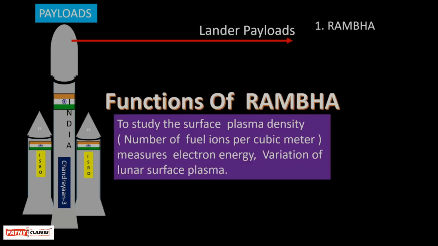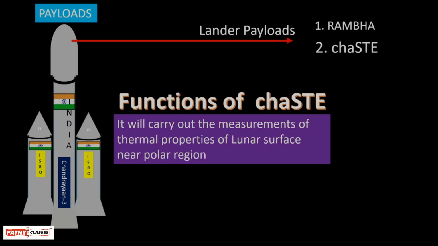Functions of RAMBHA: to study the surface plasma density. Plasma density is nothing but the number of ions per cubic meter. It measures the electron energy. It also measures variation of lunar surface plasma. Now the second payload of the lander is ChaSTE. It will carry out the measurement of thermal properties of the lunar surface near the polar region.